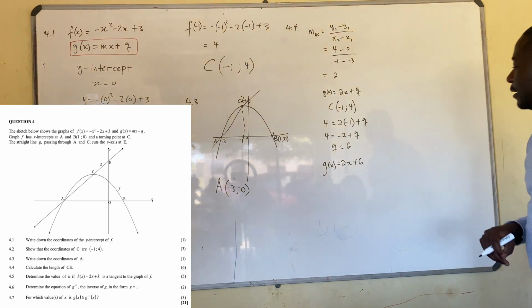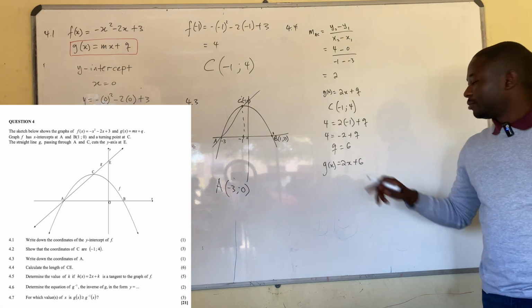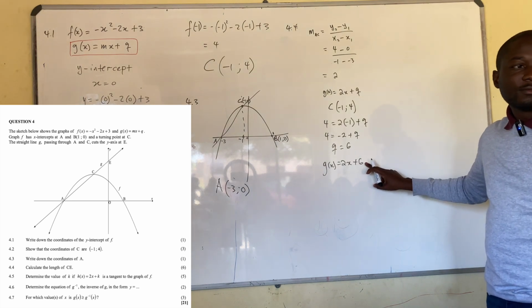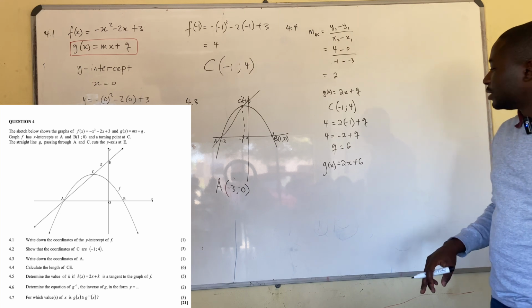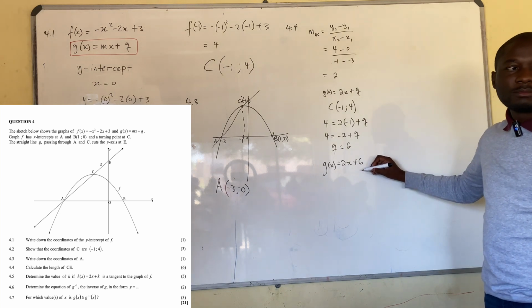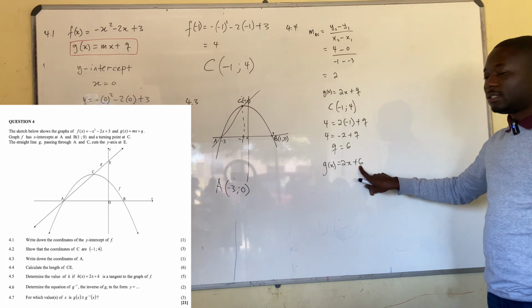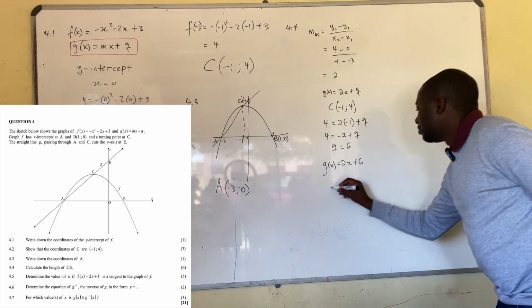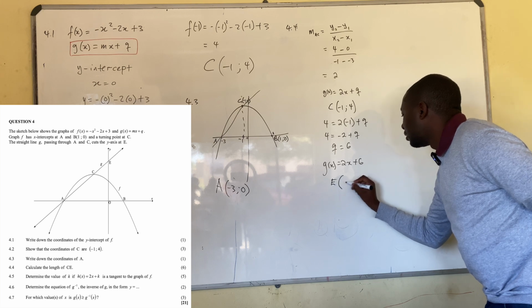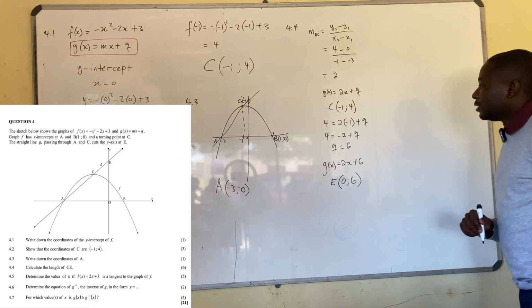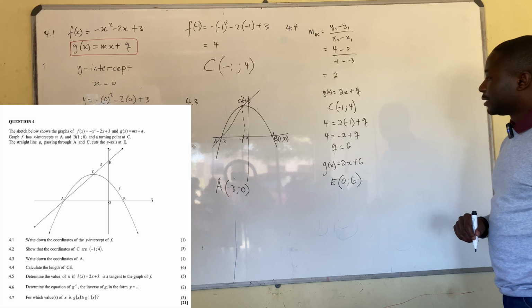Okay. Now that will help us to do what? This equation helps us to find the coordinates of E, which we know already because E is the y-intercept of G, right? Yes. We know this is the y-intercept, 6 here. So the coordinates of E are 0, 6, right? Yes. So from there, where do we go?